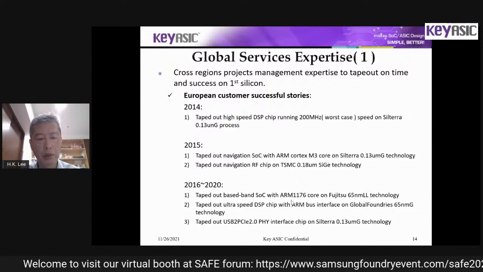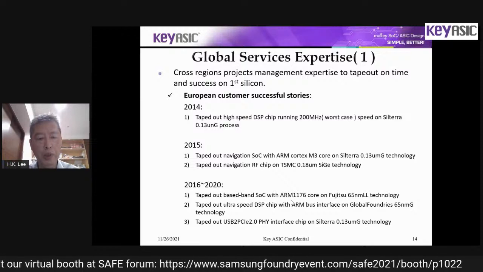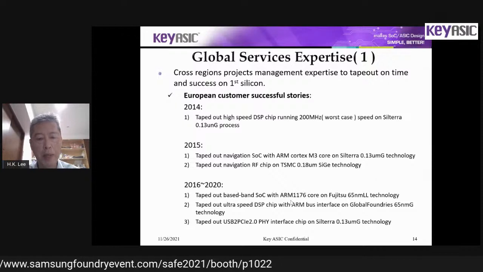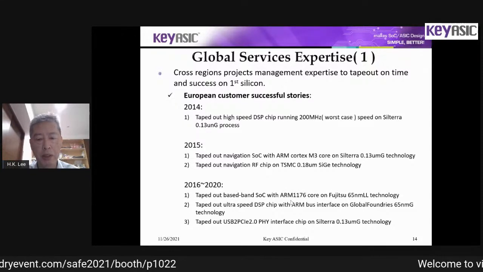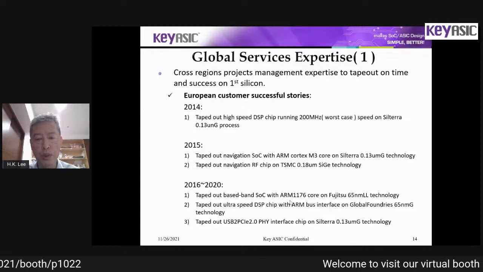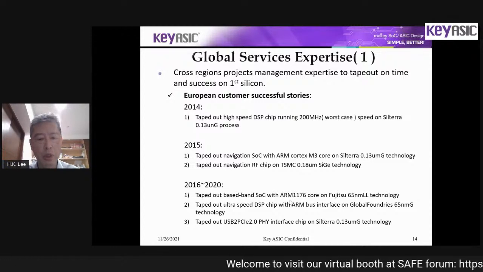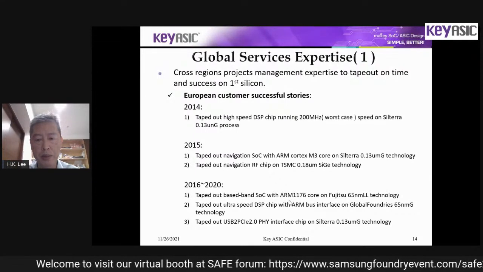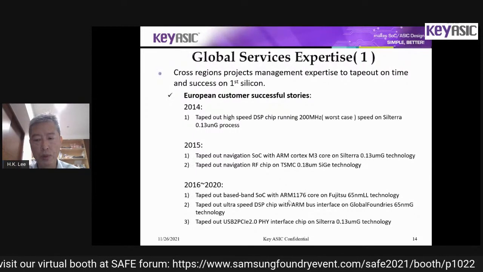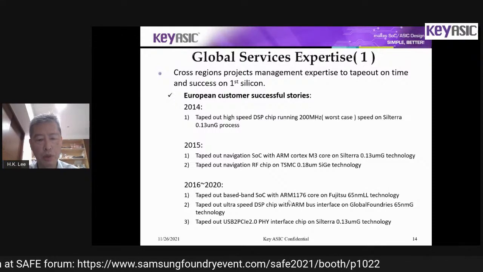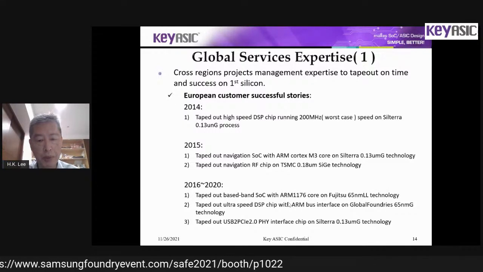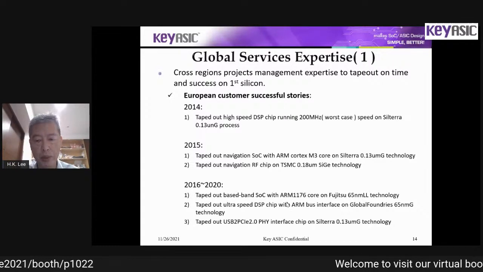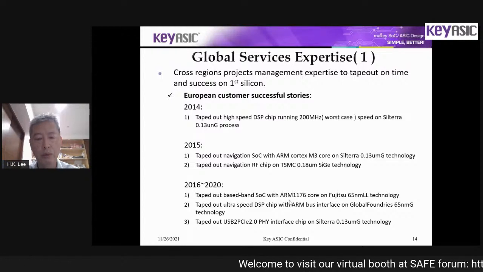And from 2016 to 2020, we also taped out several chips, such as a backend SoC with an ARM 1176 core on Fujitsu 65 nanometer technology. We also taped out an ultra speed DSP chip with ARM bus on Foundry 65 nanometer technology. And we also taped out a USB 5 for European customers on 130 nanometer technology.